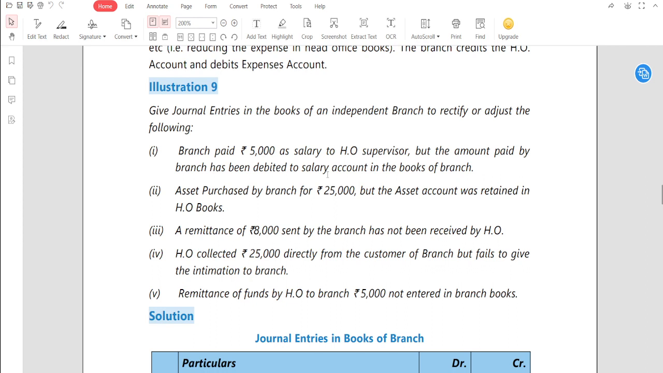So branch paid salary to HO supervisor, but the amount paid by the branch has been debited to salary account in the books of branch. Branch ने खुद के books में salary को debit कर दिया. Branch has recorded the entry in its own books. Okay, it's wrong. So what happened? We need to just understand.